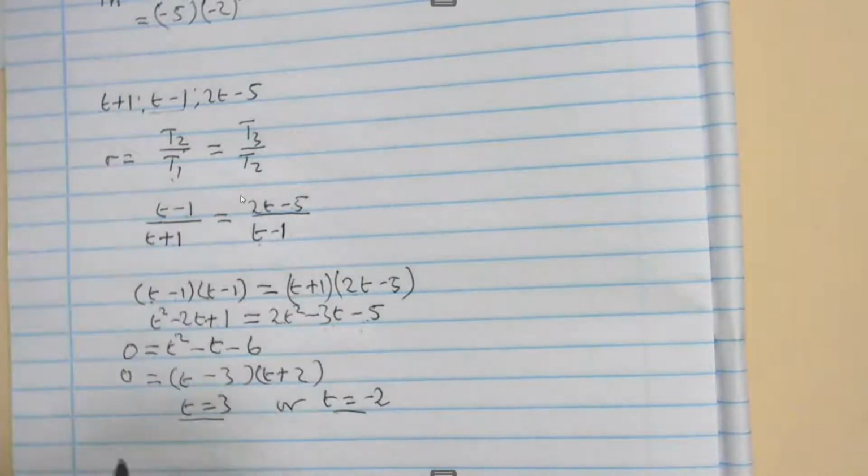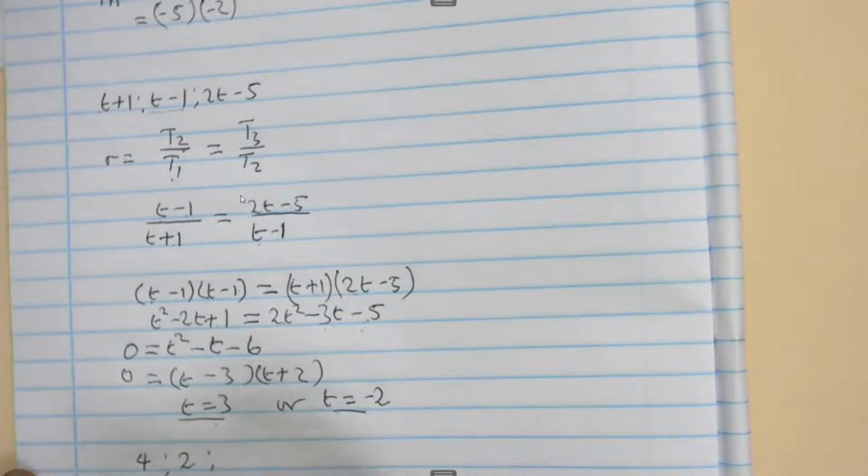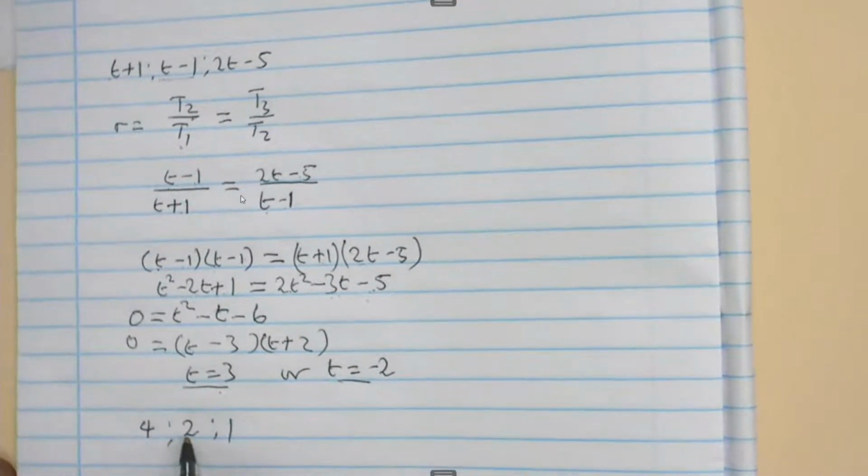Now if we put 3 there, the first term would be 3 plus 1, that is 4. The second term would be 3 minus 1, that is 2. And then the third term would be 3 multiplied by 2, which is 6. Minus 5 would give us 1. Is this sequence 4, 2, 1 a geometric sequence? 1 divided by 2, it's half. 2 divided by 4, it's also half. Therefore this sequence here is a geometric sequence.